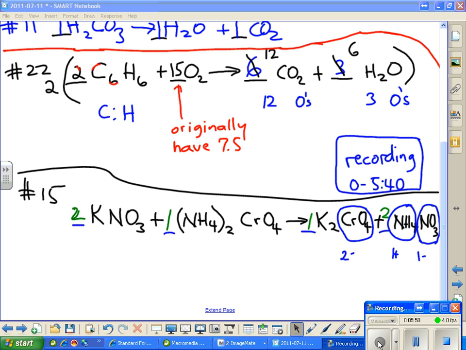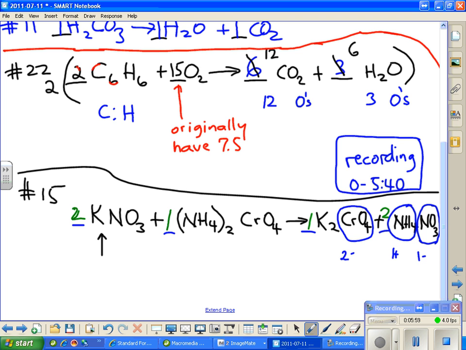And let's see how we get this guy balanced out. Originally, we had 1 potassium nitrate, and when we have 1 potassium nitrate, there's only 1 potassium. But over here, we see 2 potassiums. And because there's 2 potassiums over there, we need to put that coefficient of 2 right there. Or the coefficient of 2 goes there to make 2 potassiums.